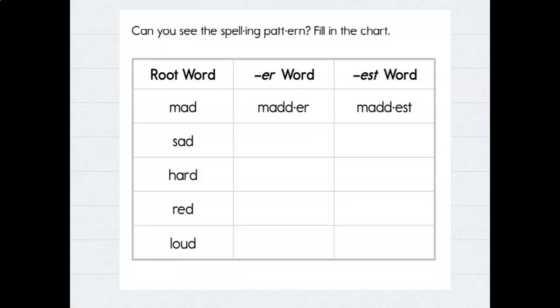Now, let's look at the back of our activity page. This chart lists words with common spelling patterns for the D sound. The words in the first column are called root words. These are words to which endings can be added. The endings ER and EST are added to root words to indicate more of the root word with ER and most of the root word with EST.